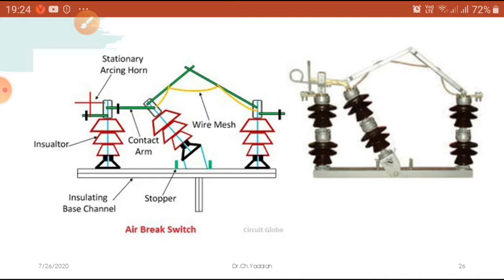And automatically the arc is quenched. This is the operation of our AB switches. I am also going to show you some videos. But before that, let us see how this is operated from the ground.